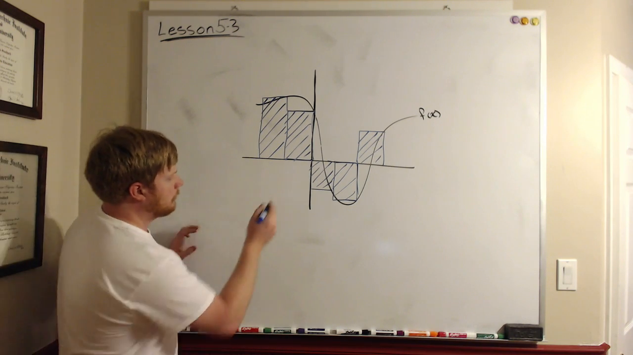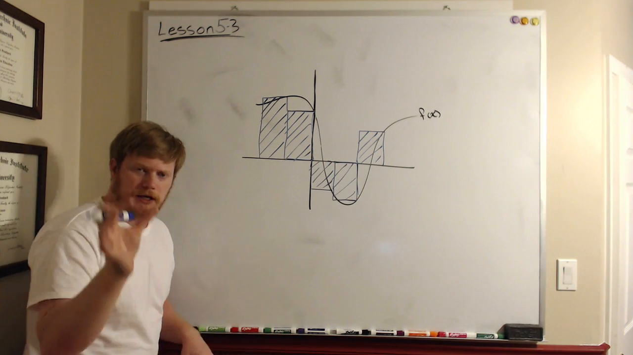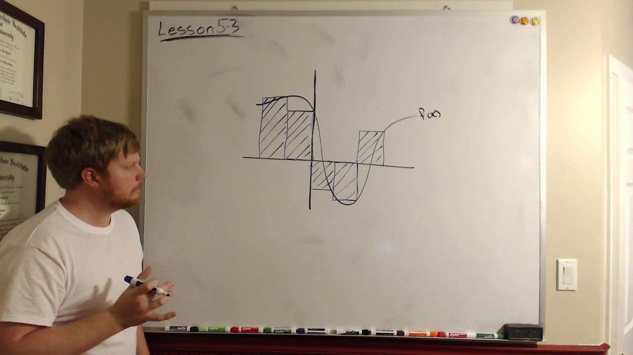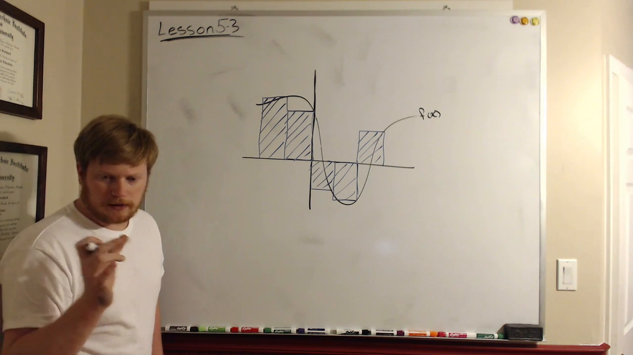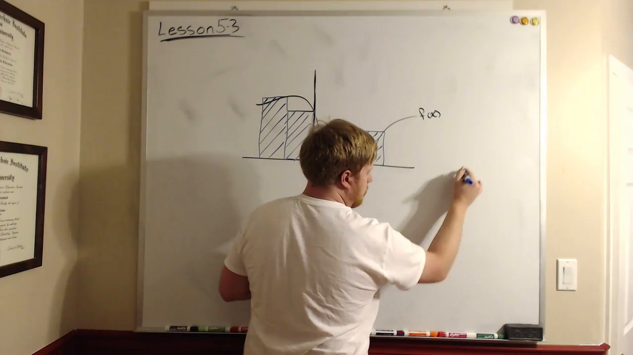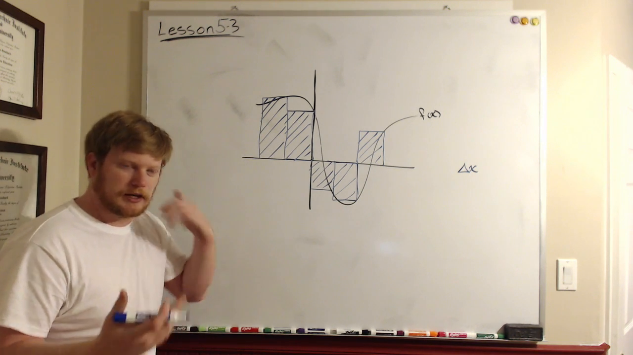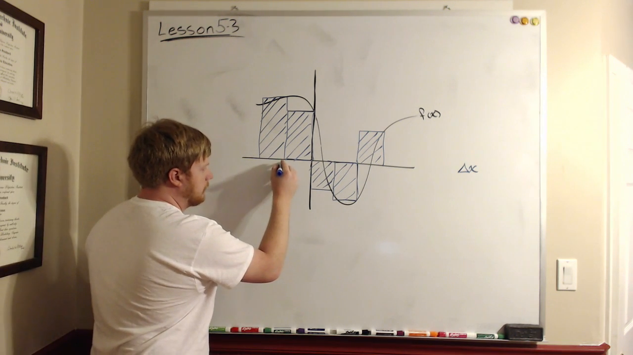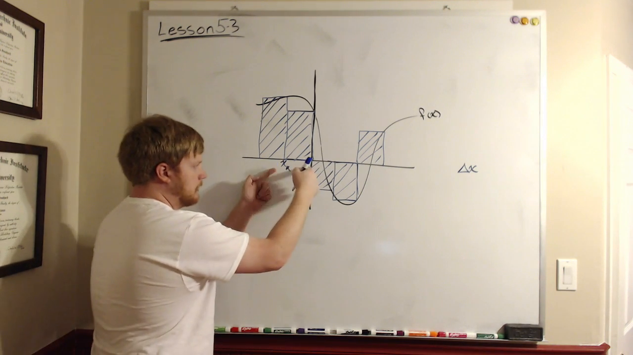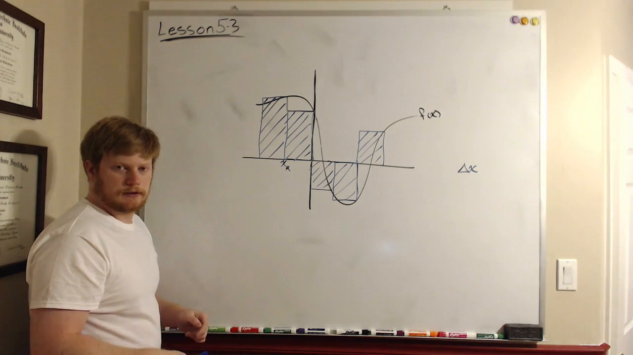First of all, I want us to note that these rectangles are equally width apart. Okay? Equally width apart. And that width is going to be called delta x. It's just the change in x from some given x sub k value. The next one is x sub k plus delta x.